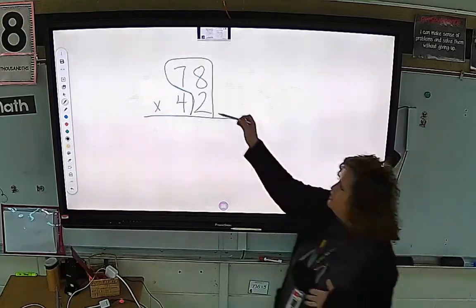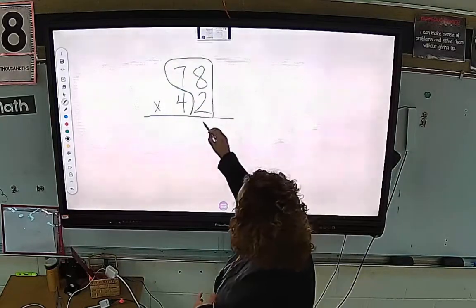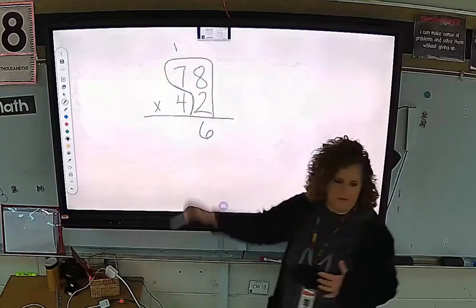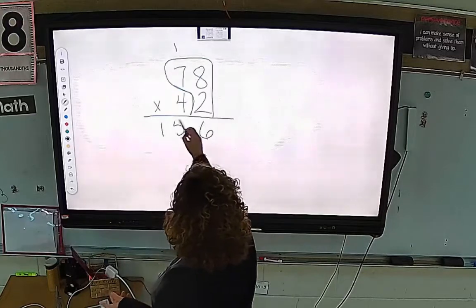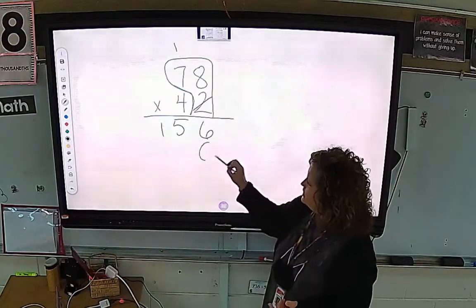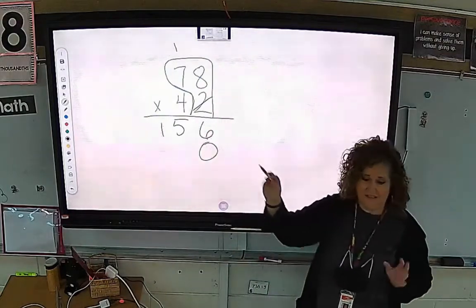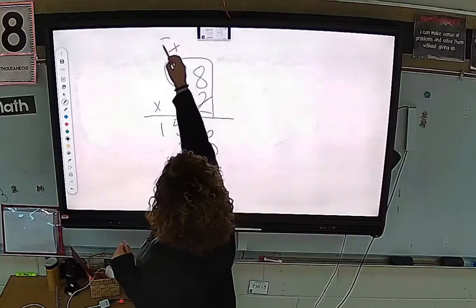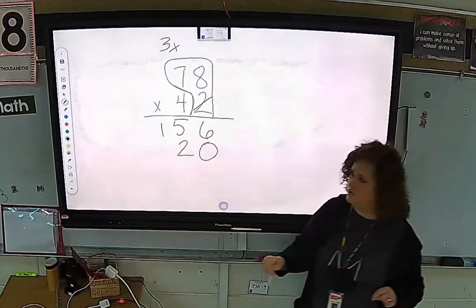All right, so 2 times 8, everybody? 16. Put the 6. Carry the 1. 2 times 7? 14. Plus 1, 15. All right, so your top row should be 156. We're done with the 2. The dinosaur lays his egg. 4 times 8? 32. Put the 2. Carry the 3. 4 times 7? 28.